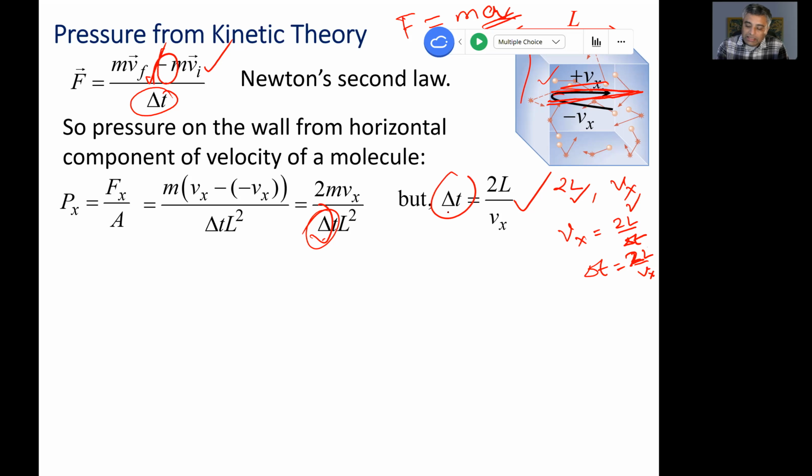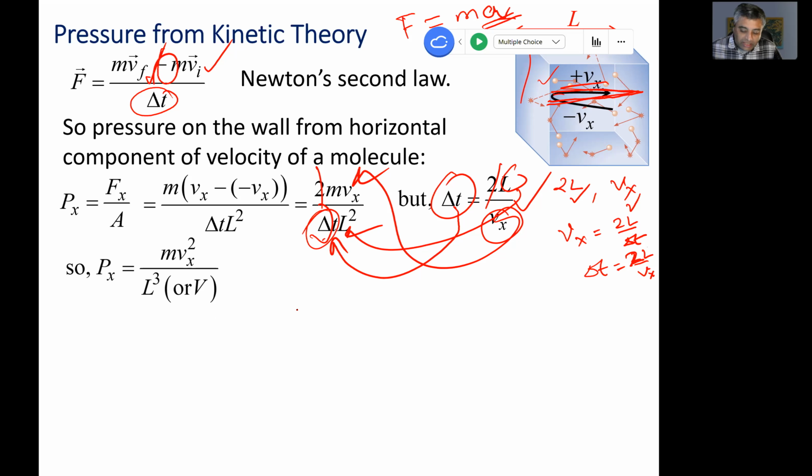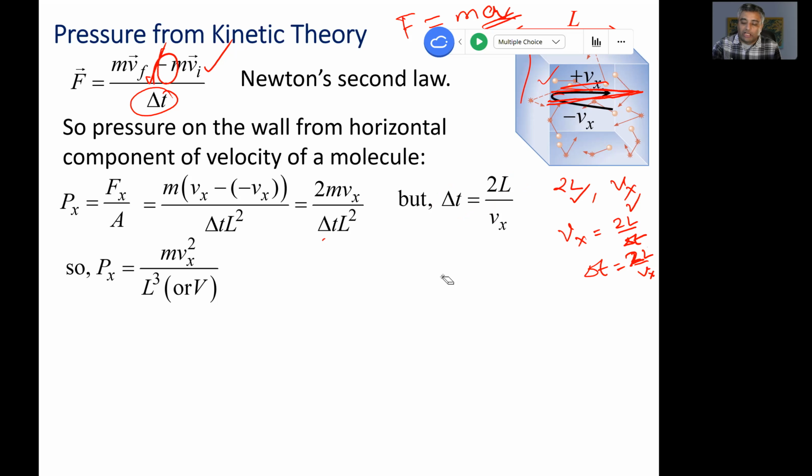Once we plug in that delta T, which is in the denominator, what's going to happen? V is going to go on the top here, and L is going to multiply with this, and the 2 is going to cancel with that 2, giving us this. And L squared times L becomes L cubed, which is the volume of the container. And that's nice because now we don't need to worry about whether it's a cube or not. As long as we know the volume, we should be fine. So that's the pressure, but it's because of the motion in the x direction.